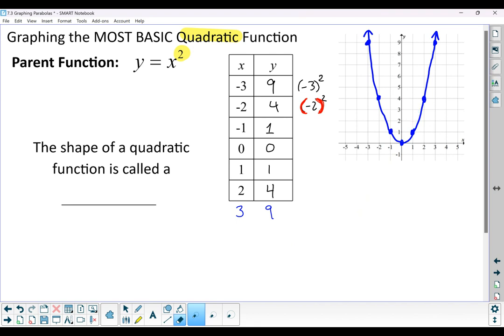So this shape, a quadratic function has this shape, and this shape is called a parabola. We're going to focus on graphing parabolas today. They're a little trickier to graph than lines or absolute values because of this curviness that they have, but I will show you how to get that curviness.